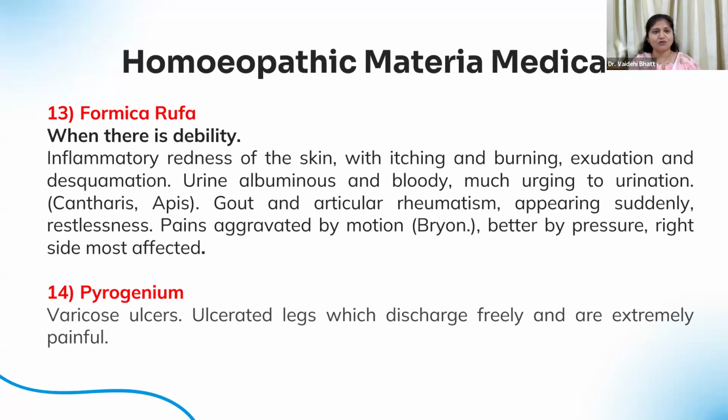Then formica rufa. Debility will be the key feature of formica. Then there will be inflammation, redness of the skin with itching, burning, exudation, discoloration, and urinary changes, albumin present in the urine, blood in urine, urging for urine.